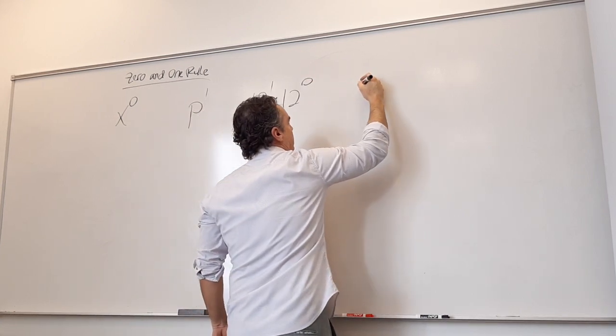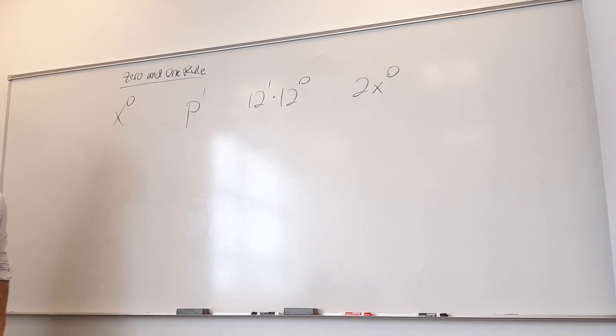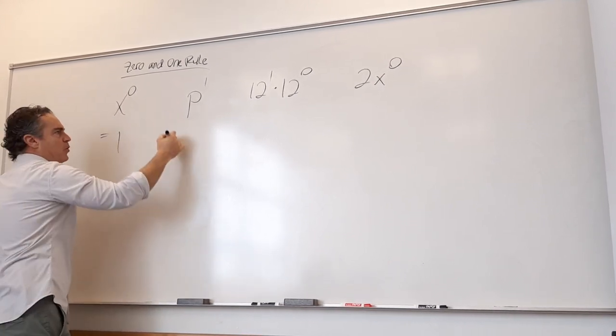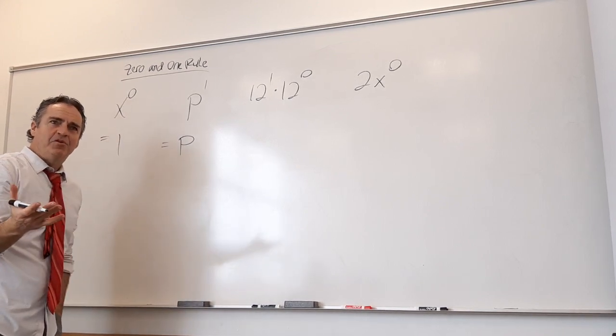And 2x to the 0. All eyes up here. Let's do these together. X to the 0 equals what? 1. P to the 1 equals what? P. Got those two right? Say woo. Woo. Good job. You know the 0 and 1 rule.